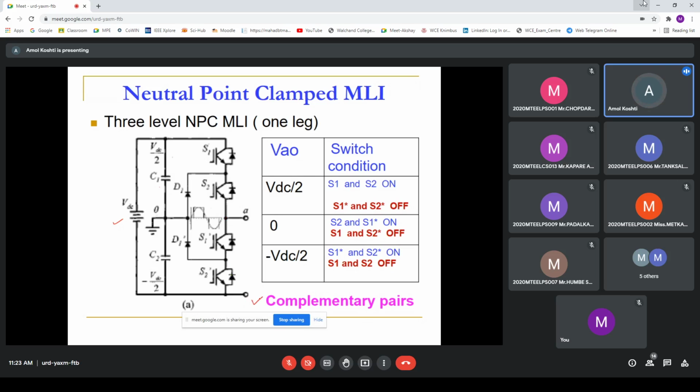Here we are using complementary pairs of switches. Complementary means, if we have assumed switch S1 here, then here we have S1 dash. If this is switch S2, then this will be S2 dash. So these two switches we use to produce the positive half of the cycle, and these two switches we use for producing the negative half of the cycle.